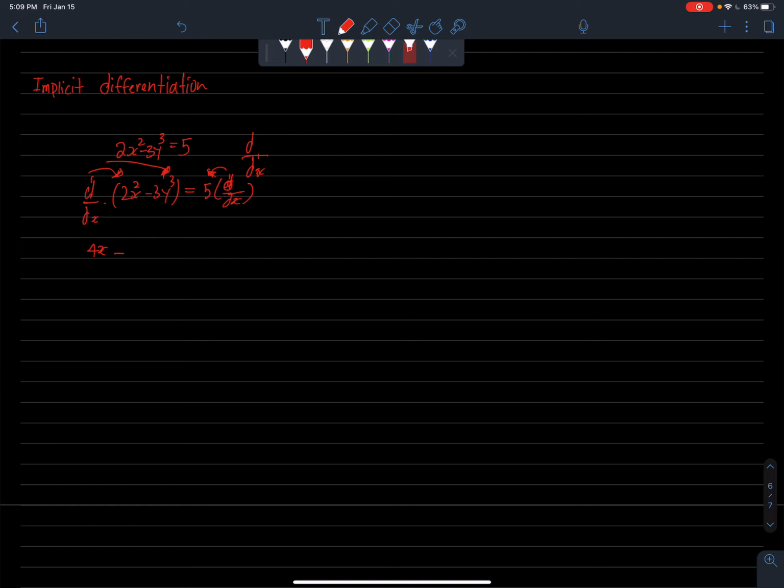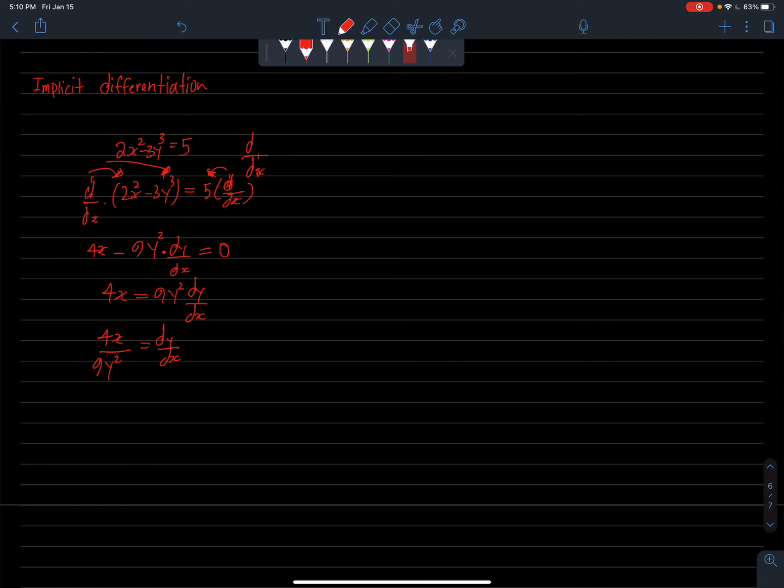So now when you want to do it on the y, there's no x there, right? So you just differentiate it normally. So 9y squared. Then you multiply it by dy/dx. And on the right side, that's just 0, right? Now, what you have to do is isolate for dy/dx. It's just algebra now. So you'd move the 4x, or you'd move the 9y squared over. So 4x is equal to 9y squared dy/dx. And then 4x over 9y squared is equal to dy/dx. All right? This is one way of doing it.